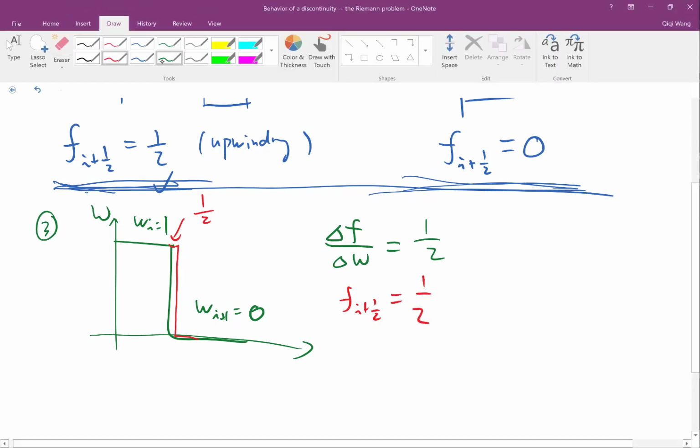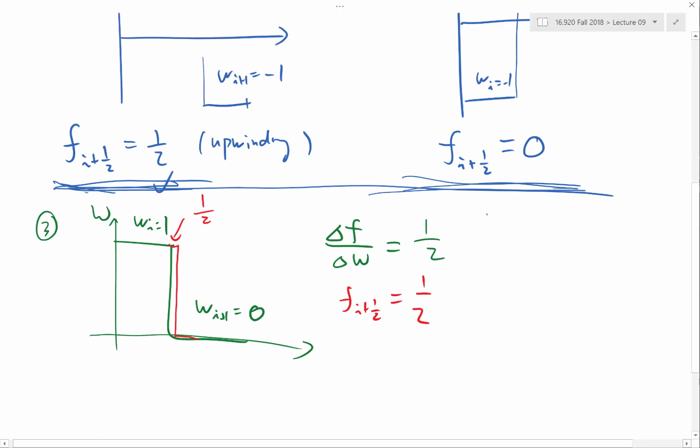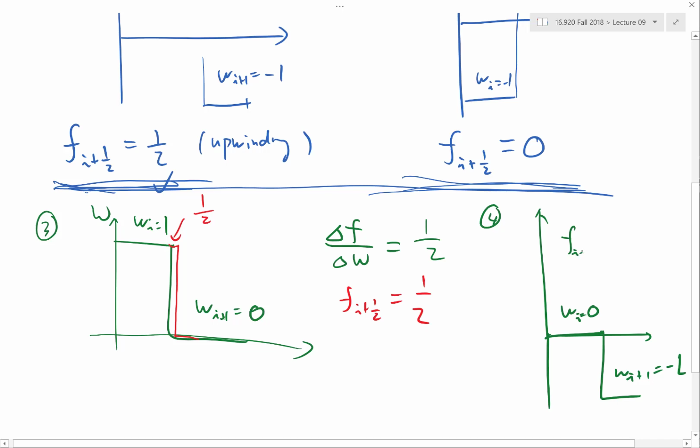All right? Okay, so let me give you another case. The fourth case is, you have the solution being Wi equal to 0, Wi plus 1 equal to minus 1. What should the flux be? 1/2, why? The shock would be moving towards the left, right? So it's still going to be 1/2 because after a little bit of time, in this case, delta W is still the same, but delta F is going to be minus half, right?